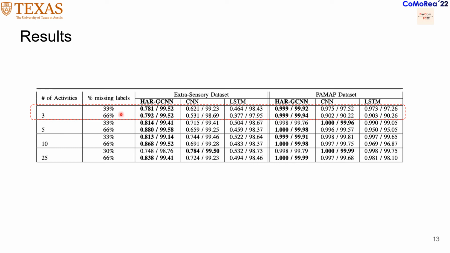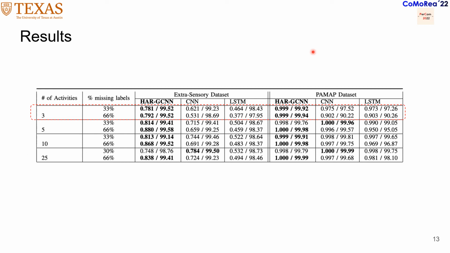So we can see that the performance under 33% or 66% is much better, still the same thing. There is a general notice here that the extrasensory dataset has this normal behavior of accuracy, like the F1 score, you see it. But on the other hand, when we go to the BAMAP dataset, we notice that we almost have a perfect F1 score. And we also have a perfect accuracy. And this happens everywhere in the BAMAP dataset.